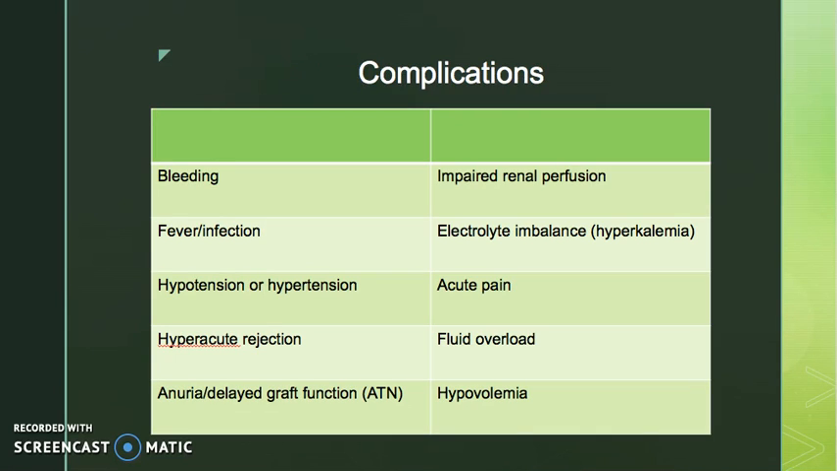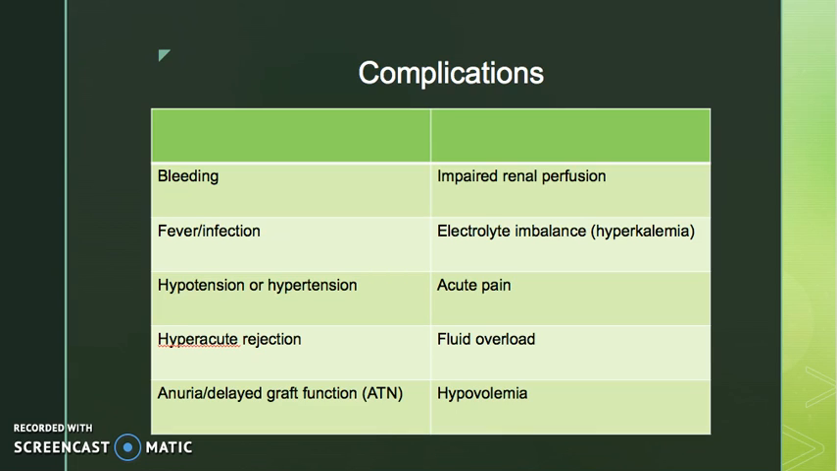Talking about monitoring for complications, you'll want to look for signs of bleeding. You'll watch for fever and infection. You'll be alert to hypotension or severe hypertension. Rarely, there can be hyperacute rejection that can occur immediately after surgery, which would be evidenced by high fever, unstable hemodynamics, could be change in mental status, severe pain. Of course, all of these symptoms would warrant an immediate call to the transplant team.